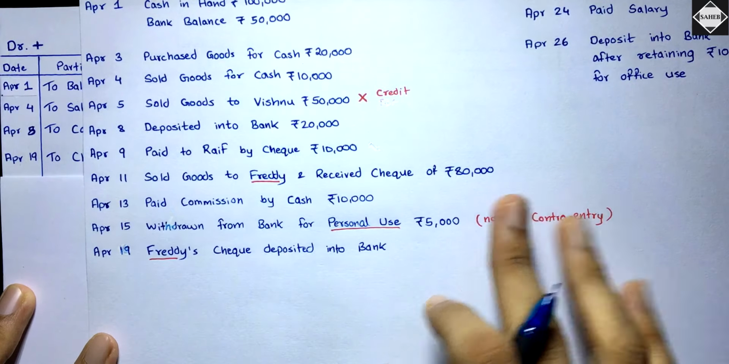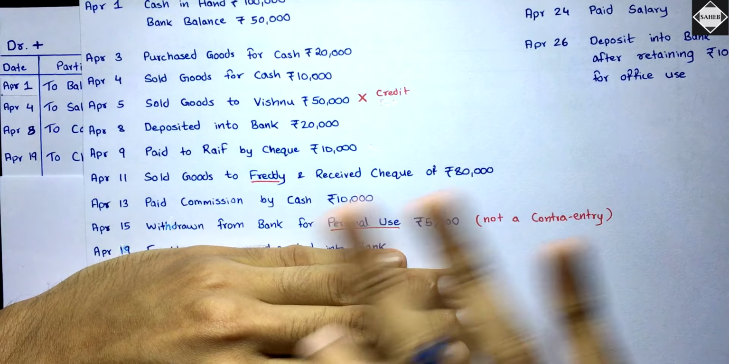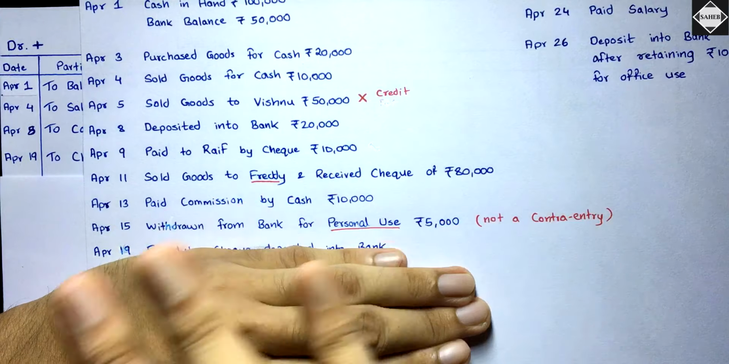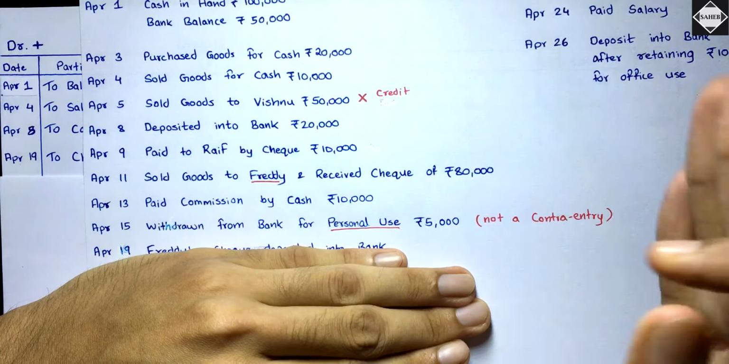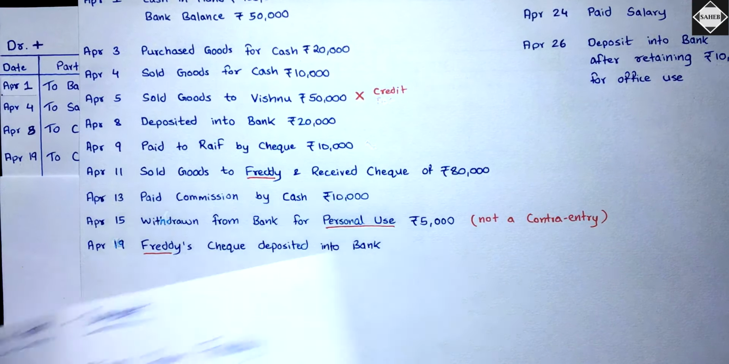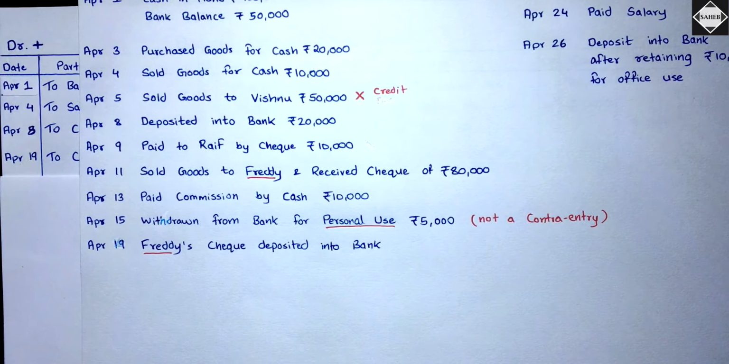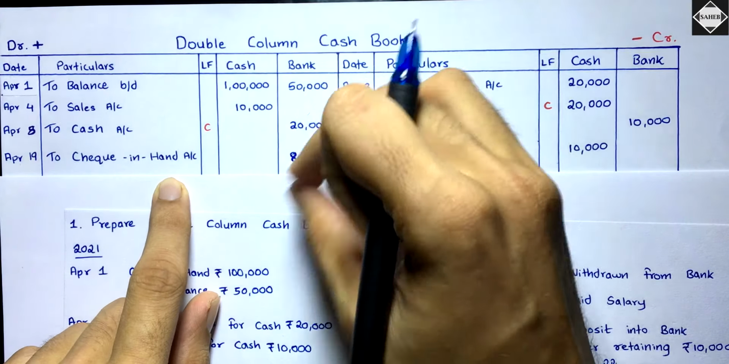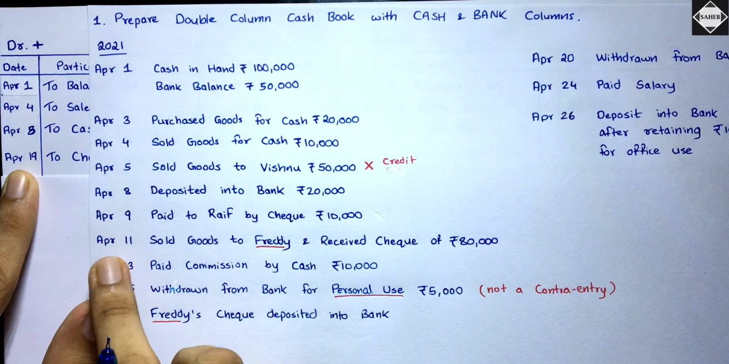If for example this April 19 line was not there in the question, nothing was there, then what would have happened? If only this April 11th is there and no detail, the question is completely silent whether the check is deposited on the same day or at a later date, then you will consider the question as first scenario, deposited on the same day. And what will happen in the double column cash book is you will take 80,000 to Freddy, bank balance increase because of Freddy, and you will take which date? This date only, April 11.